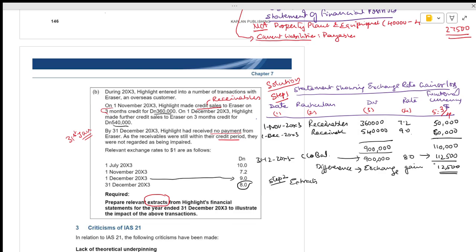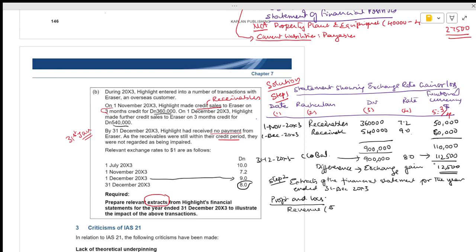Now, step 2 is extracts of the financial statements for the year ended 31st December 2003. Please write with me, it will help you. First you have to mention which one? Profit and loss account. In the profit and loss account, we have to mention revenue. Sales. How much is the sales?